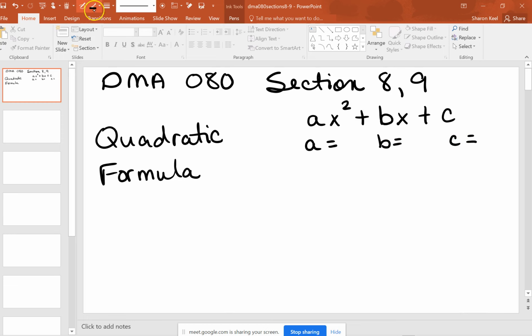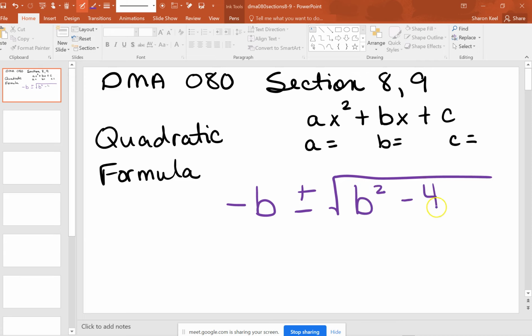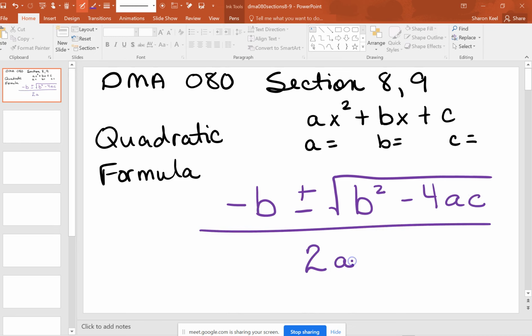You're going to use, let me change colors for it. You're going to use the opposite of b plus or minus the square root of b squared minus 4 times a times c. Everything is going to be over 2a.